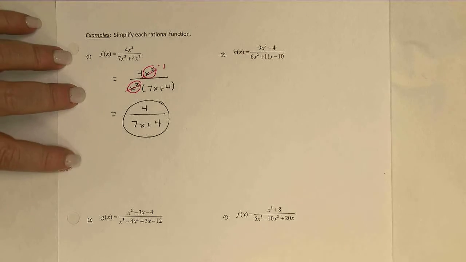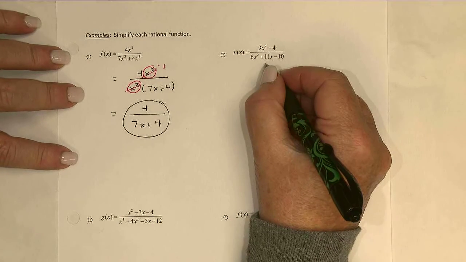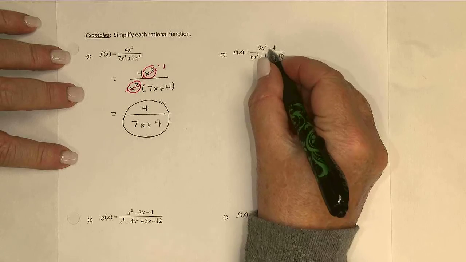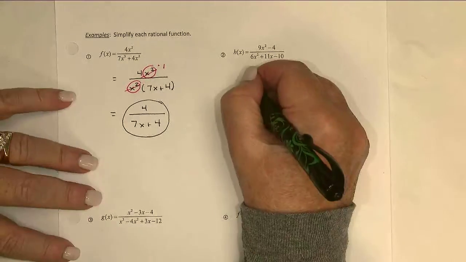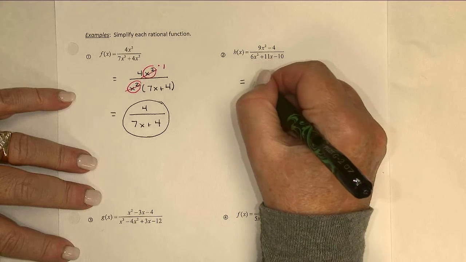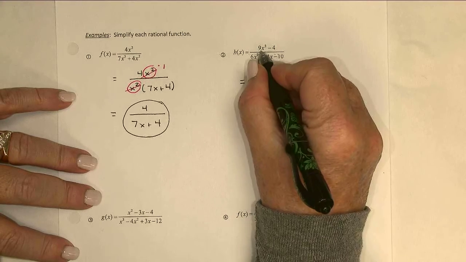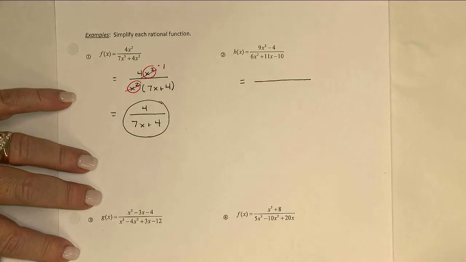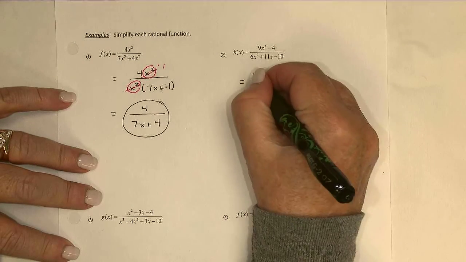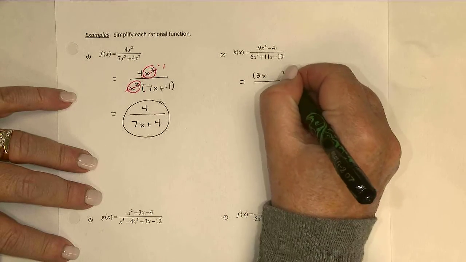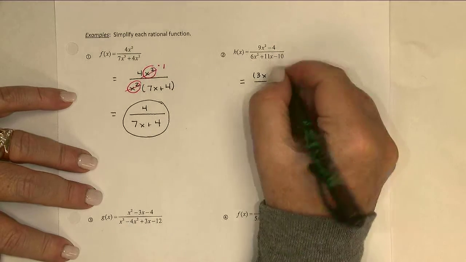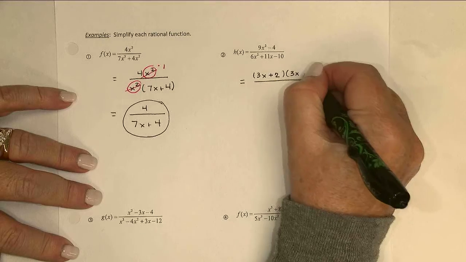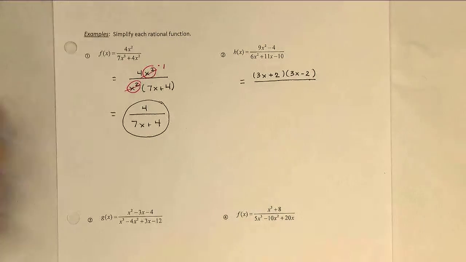All right, let's try this a couple more times. In number 2, I have both a numerator and a denominator that have adding and subtracting, so I'm going to have to factor both. And I'll start on the top. That's just a difference of squares, 3x and 2. So I'd have 3x times 3x. And then to get the negative 4, I'd have positive 2 times negative 2. And there's the factored form on top.